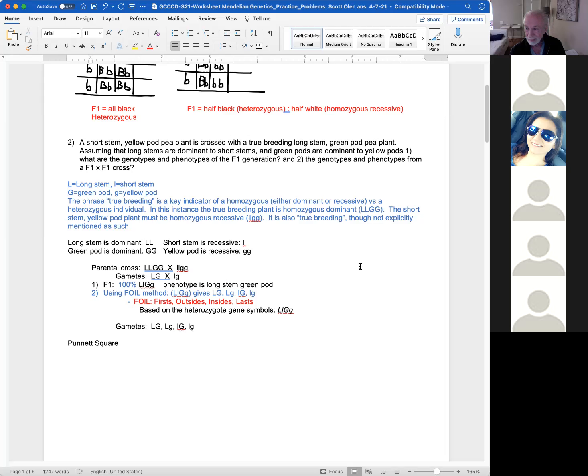Yes. Okay. So again, we read through, what do they want us to know, or what do they want us to tell them? And it says they want to know the genotypes and phenotypes of the F1 generation. What's the difference between a genotype and a phenotype?